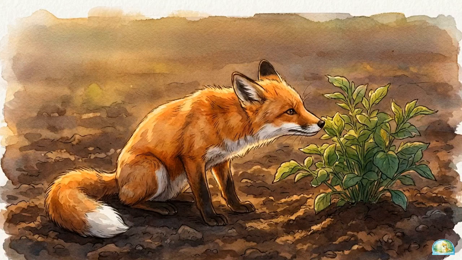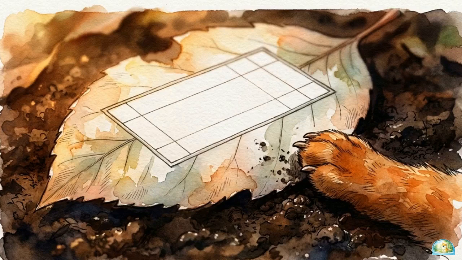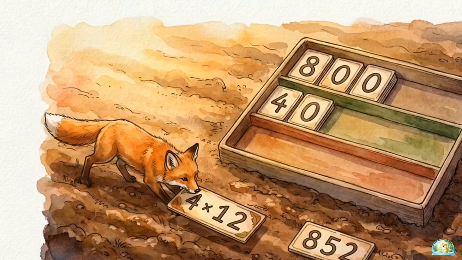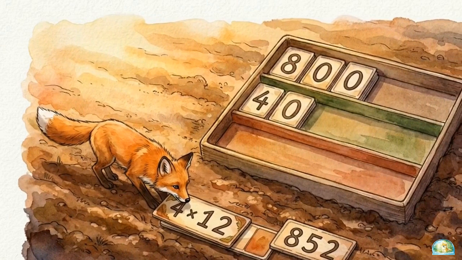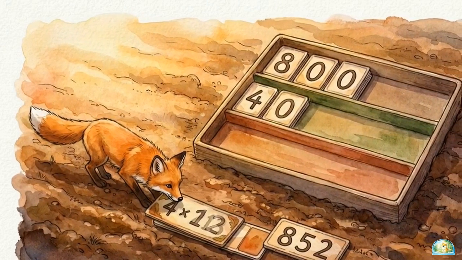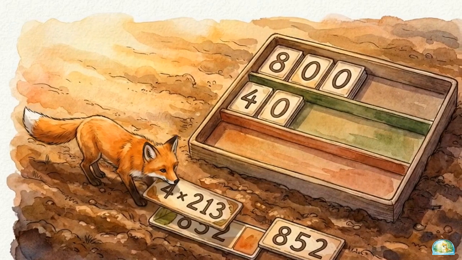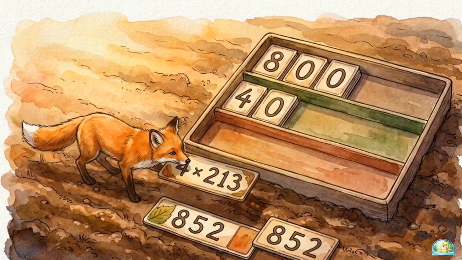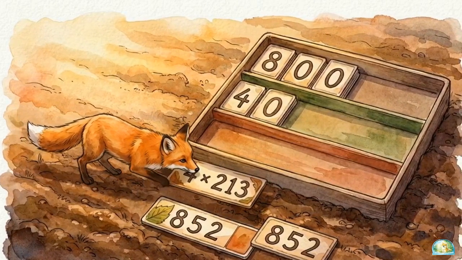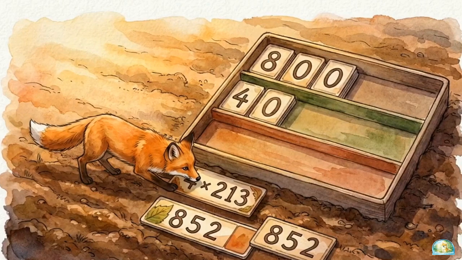Let's see this in action with our first challenge, finding the total of 4 times 213. This diagram shows our problem built as a rectangle. We take the long side, the 213, and physically split it into its base place value bands, 200, 10, and 3. Now we multiply each segment by 4, starting with the largest. 4 times 200 gives us a partial product of 800.